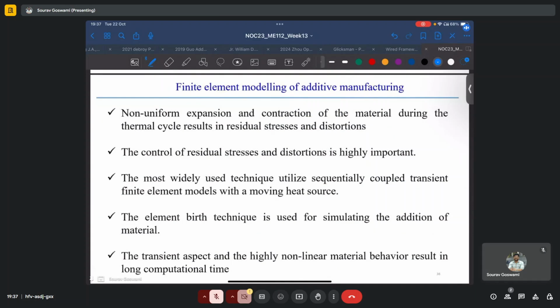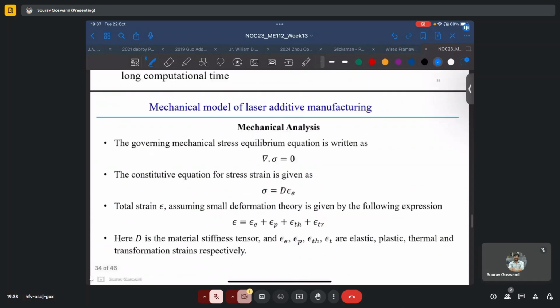Now, in modeling of an AM process, certain other aspects must also be kept in consideration, such as that the non-uniform expansion and contraction of the material during the thermal cycle may result in residual stresses and distortions. The control of residual stresses and distortions thus becomes highly important. The most widely used technique utilizes sequentially coupled transient finite element methods, with a moving heat source. The element birth and death technique is sometimes used for simulating the addition of material, and the transient aspect and the highly nonlinear material behavior can result in long computational times.